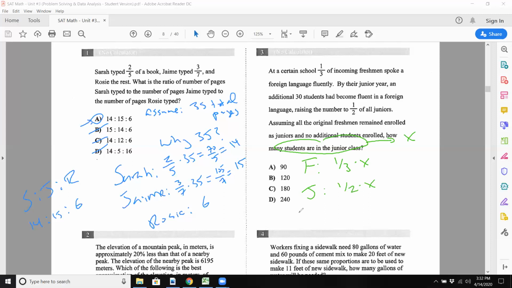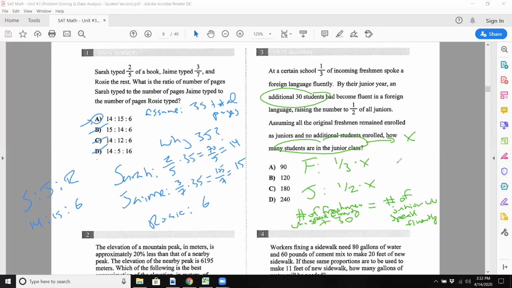But you're told that the number of freshmen who speak fluently, plus 30 more students. Let me rephrase that. Plus 30 additional students is equal to the number of juniors who speak fluently, because the number of juniors who speak fluently is more than the number of freshmen who speak fluently from 2 years prior.